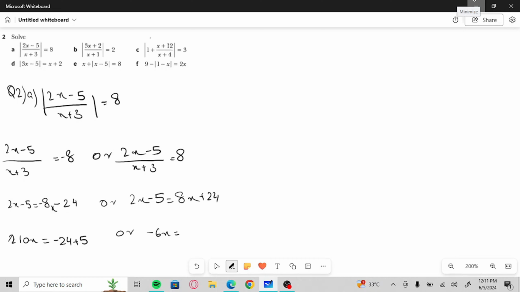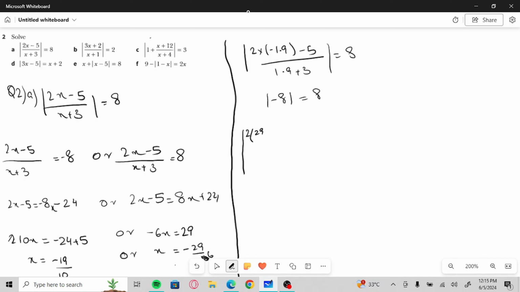So x is equal to minus 24 plus 5, what is minus 24 plus 5? Minus 19 upon 10, yes. Or x is equal to minus 29 upon 6. Simplify this. It's 1.9. In a modulus, 2 multiplied by minus 1.9 minus 5 divided by minus 1.9 plus 3 is equal to 8. Input this into a calculator, we will get negative 8 in a modulus is equal to 8. And the second input is x equals minus 29 upon 6. So 2 multiplied by minus 29 upon 6 minus 5 divided by minus 29 upon 6 plus 3 in a modulus should be equal to 8.